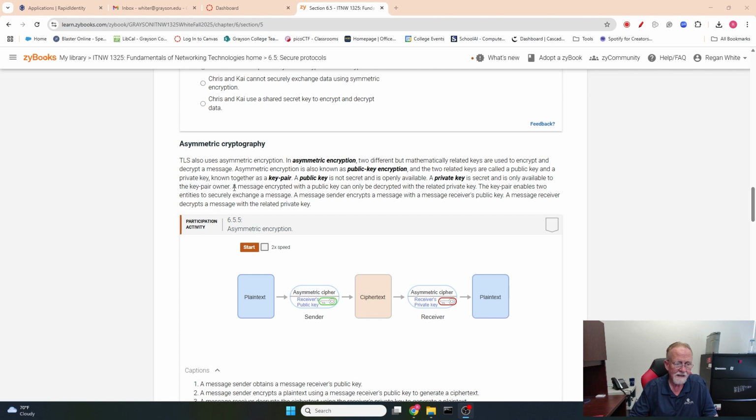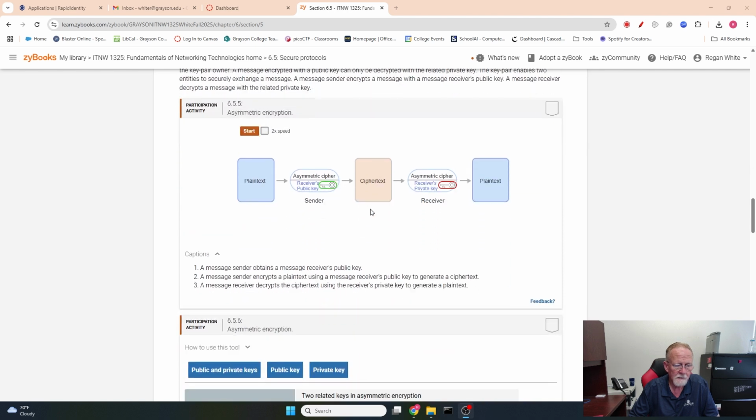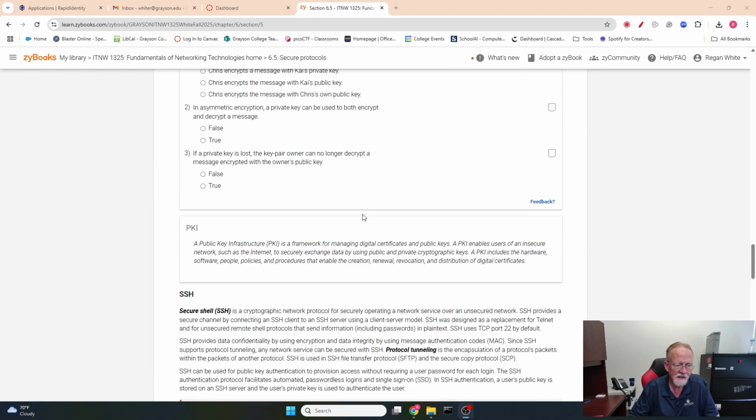Once you have both halves, once you have the public and private key, then you can decrypt a message. A message encrypted with a public key can only be decrypted with a related private key. The key pair enables 2 entities to securely exchange a message. They both have the public and private key, and they can both encrypt and decrypt secure communications. The message sender encrypts using the message receiver's public key, and the message receiver decrypts it with the related private key. You have participation activities.